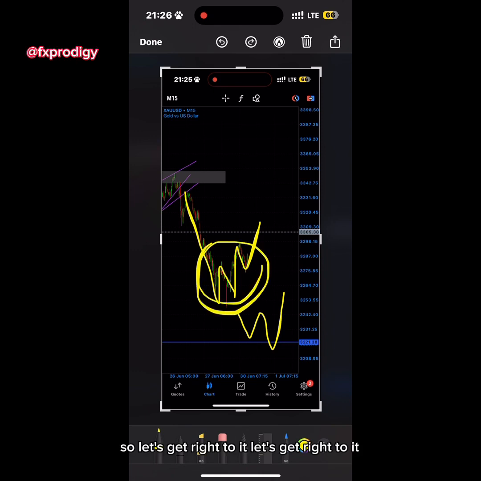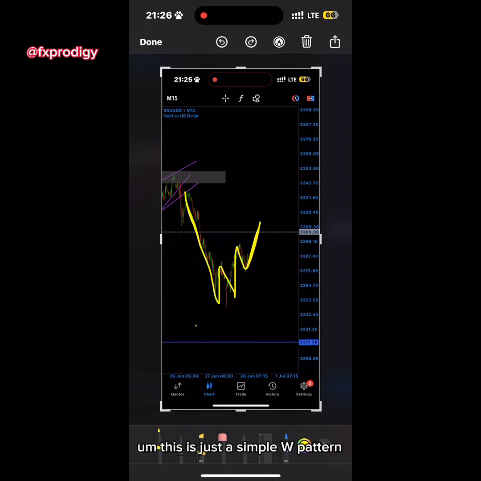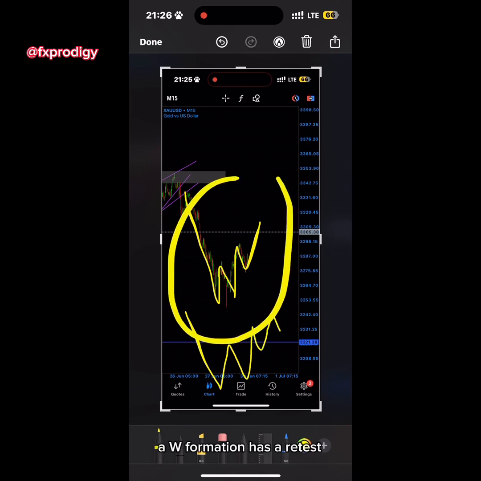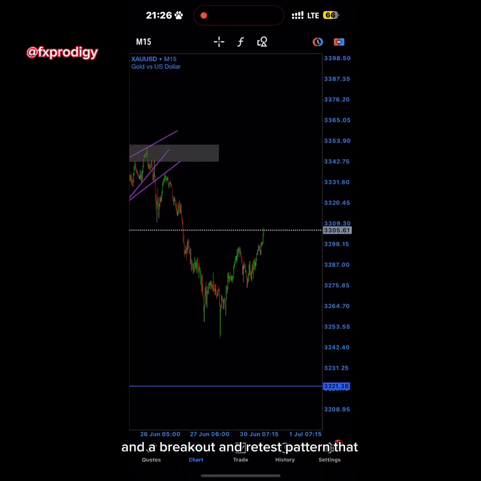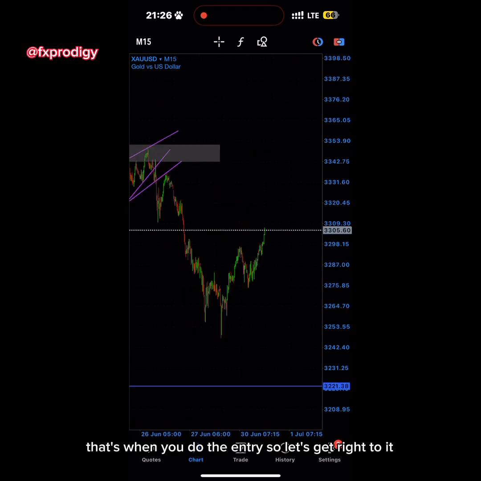So let's get right to it. This is just a simple W pattern that we're going to explain in this video, how to make entries and how to profit out of it. This is a simple gold analysis. So basically, a W formation is a retest and breakout and retest pattern. That's when we do the entry.